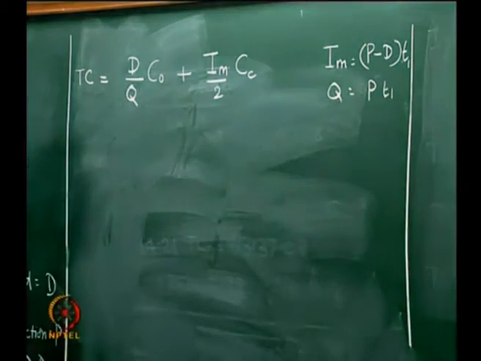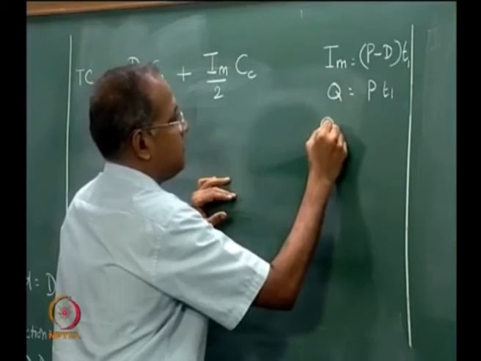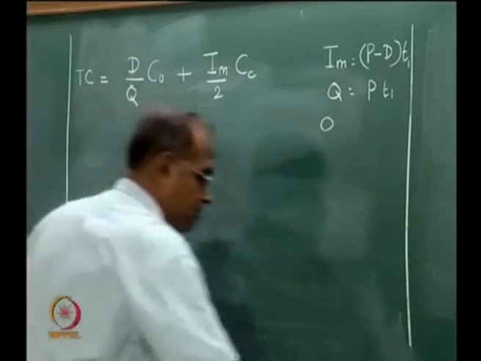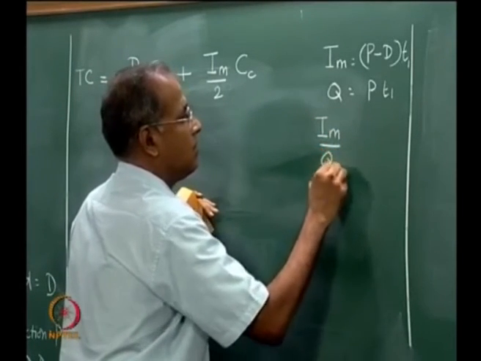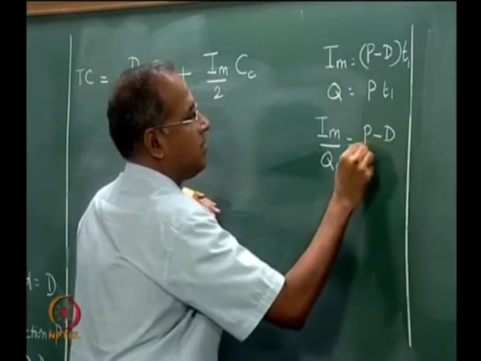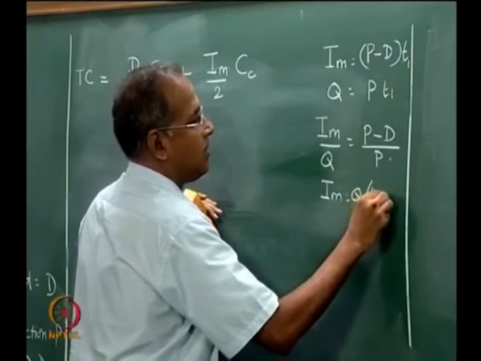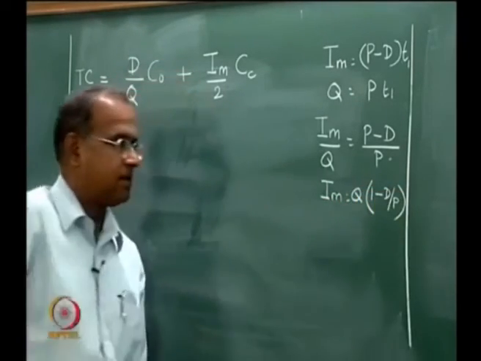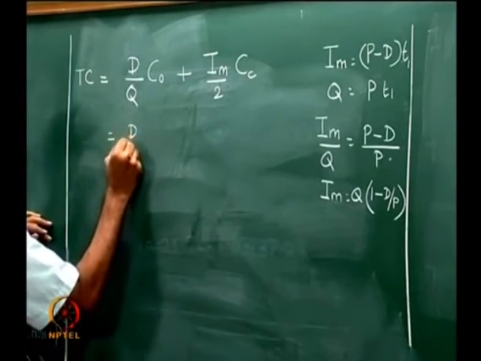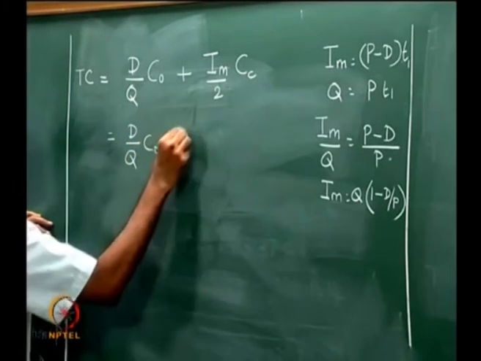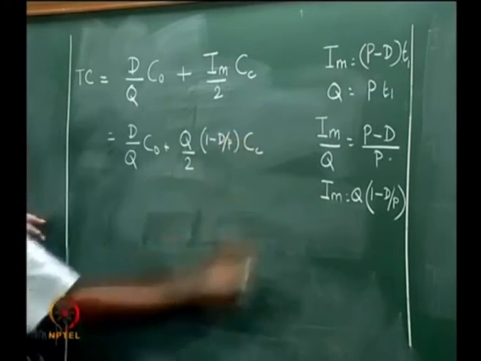Right, P into T1. Now, dividing one by the other, Q by IM, or IM by Q, is equal to P minus D by P, or IM is equal to Q into 1 minus D by P. So, now substituting for IM we get D by Q C naught plus Q by 2 into 1 minus D by P into Cc.